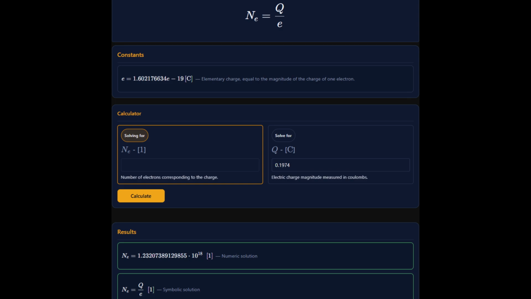So current is not just a number on a multimeter, it is the rate of electric charge flow.